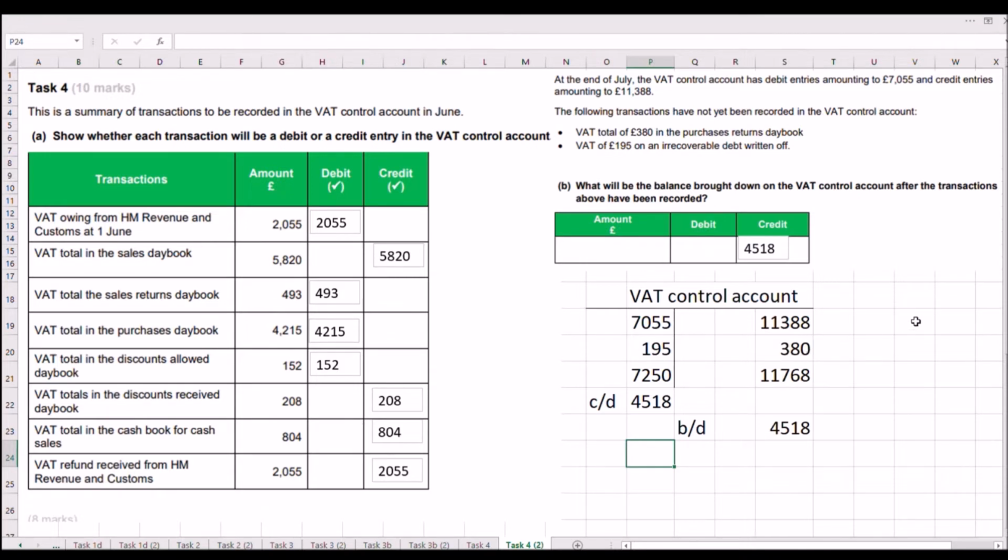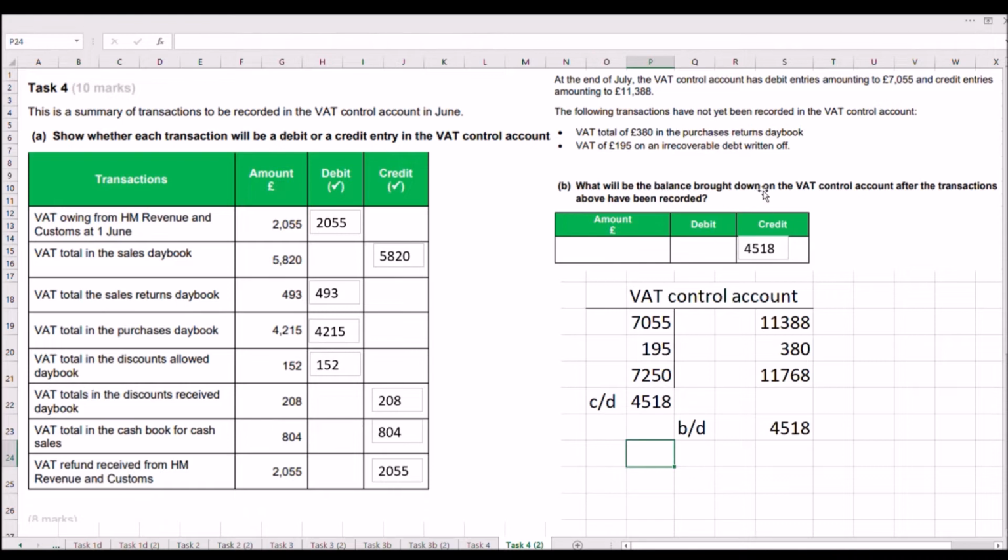And then VAT on the irrecoverable debt, so credit the trade receivables control account here, debit irrecoverable debt expense, debit VAT on that amount as well. So there's the VAT there. Those are the totals of those two columns in there, so that must be the carried down figure in here. And then you've got to be careful in terms of looking at what's the balance brought down.